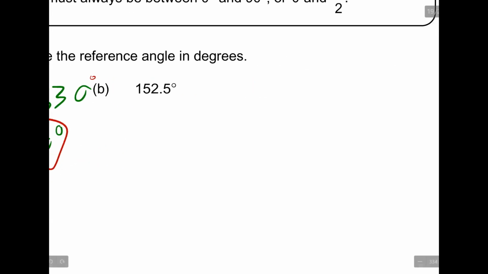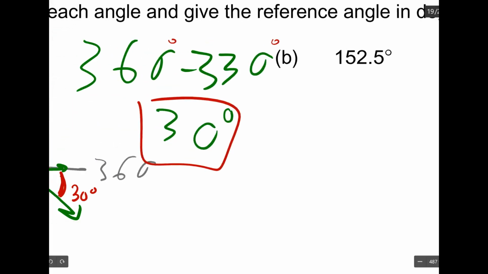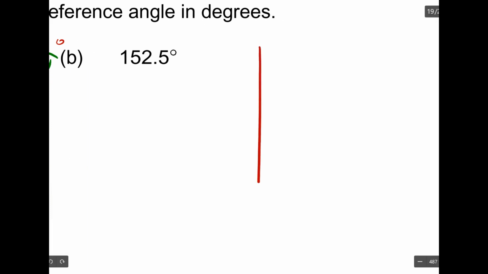All right, if you want to come up. Did I ask to sketch the reference angle? What I wanted was just the squiggly here. Got it.